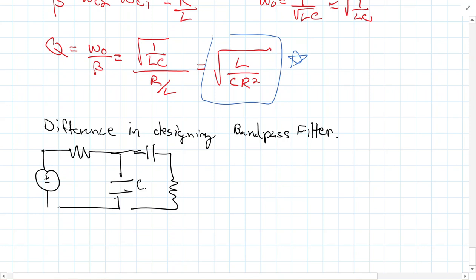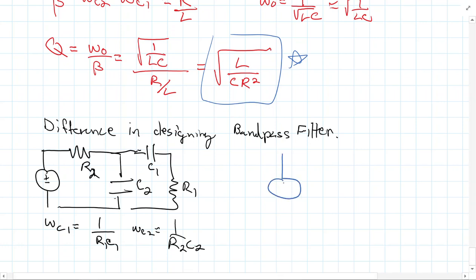So this is C2, R1, R2, C1, R1. And we had very simple equations. Omega C1 is equal to 1 over R1 C1, and omega C2 was just equal to 1 over R2 C2. But now we have a different kind of bandpass filter. Still a bandpass filter, but it's using different components.